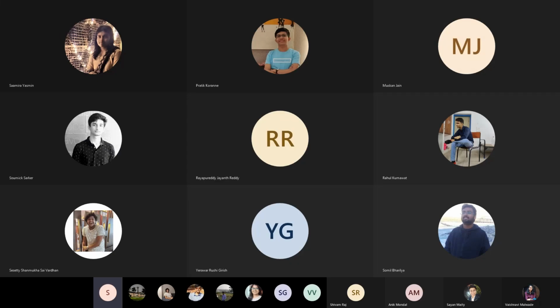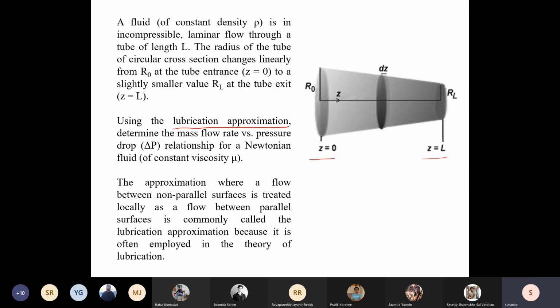What is of relevance here is to find out the mass flow rate versus pressure drop relationship for a Newtonian fluid of constant viscosity mu. Now we know that for a tube or a pipe of constant cross section, it's the Hagen-Poiseuille equation, which I taught you in fluid mechanics, which relates the delta P with mass flow rate. But here we have the additional constraint that there is a slight taper in the tube.